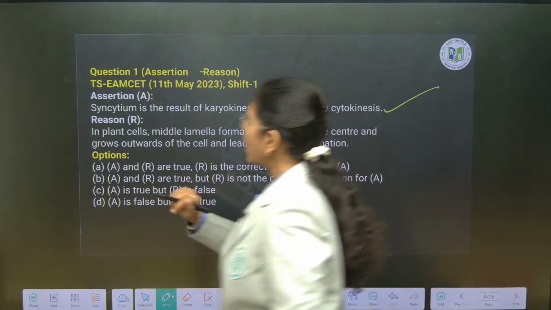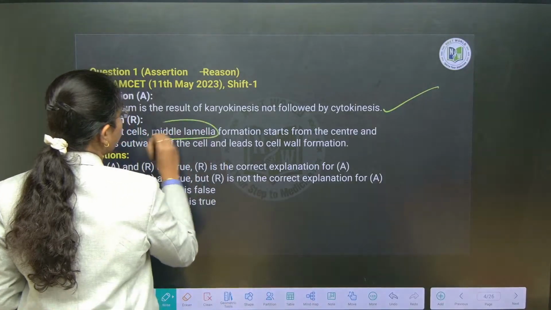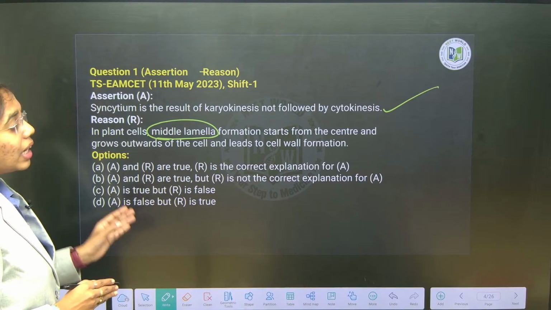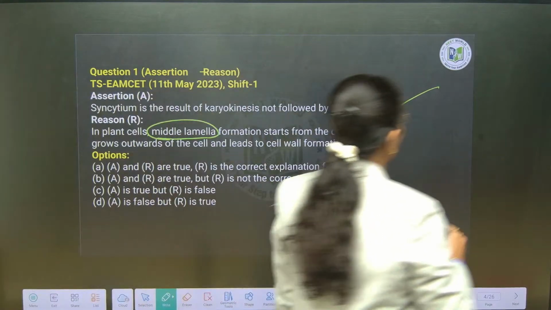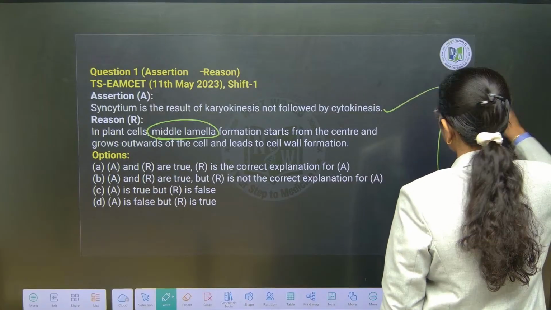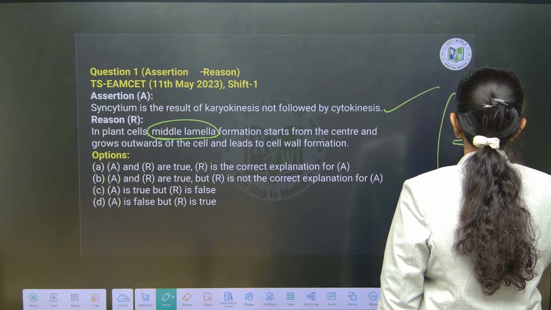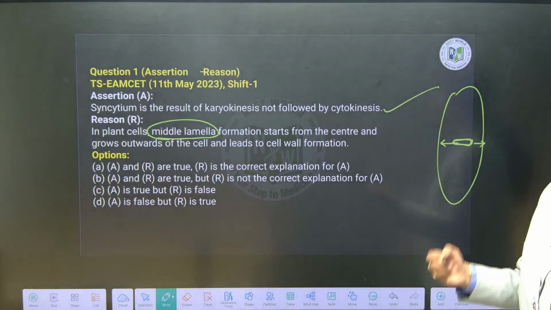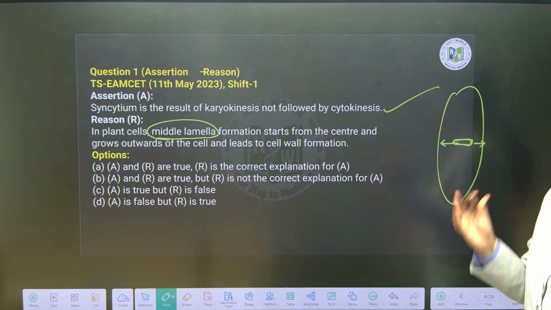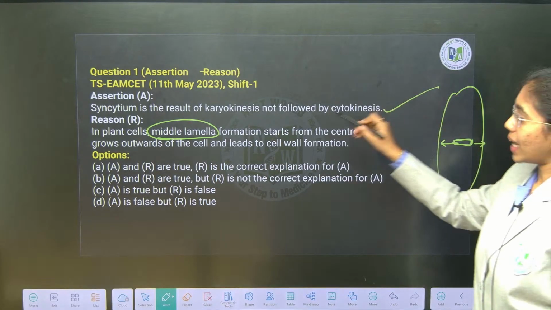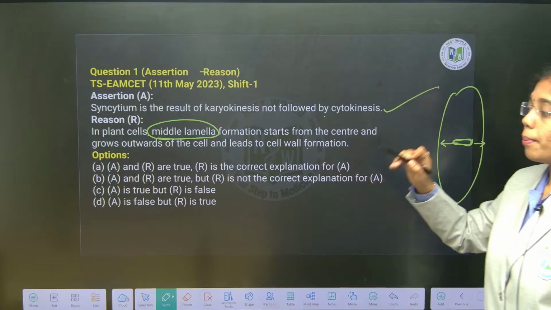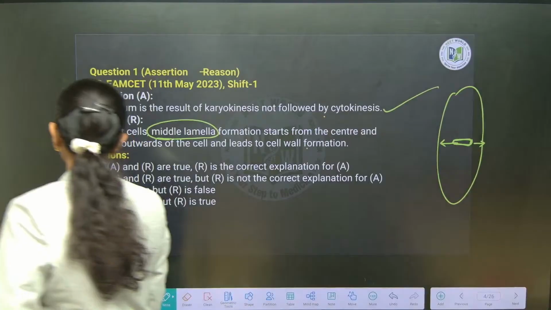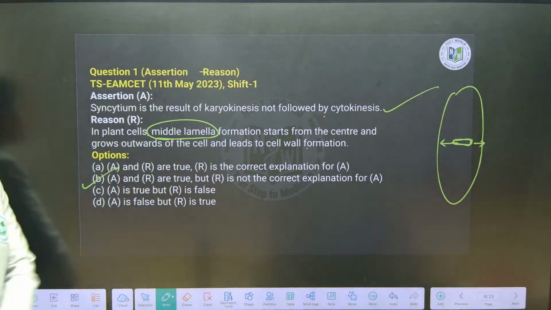In the reason, in plant cells, middle lamella formation starts from the center and grows outwards of the cell, leading to cell wall formation. That is what we have learned, right? Middle lamella is the first formed layer. At the center, this will move from the center to the periphery, forming the cell plate, and the middle lamella is the first formed layer of the plant cell wall. So here the assertion is true and the reason is true, but nowhere is the reason explaining the assertion. In this case, what answer do we have to choose? Option B.